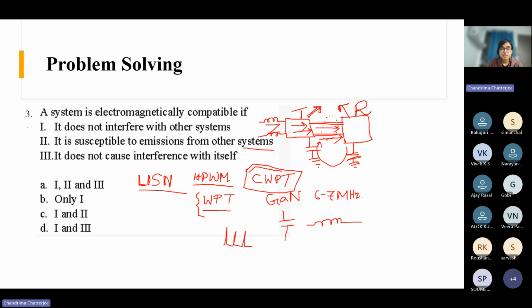So we were discussing question number 3. The answer will be: it does not interfere with other systems, it is not susceptible to emissions from other systems, and it does not cause interference with itself. So 1 and 3, right? It should not be susceptible to emissions from other systems, so this one is wrong. 1 and 3 are right.